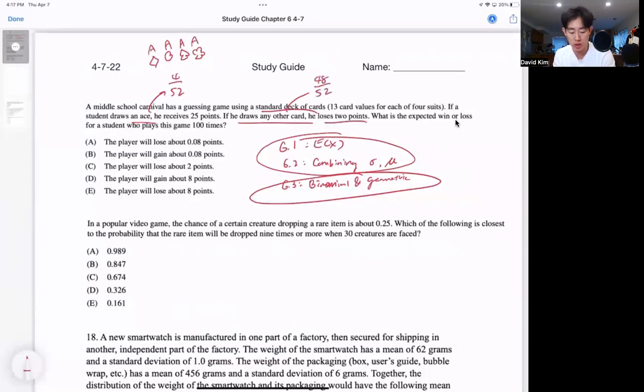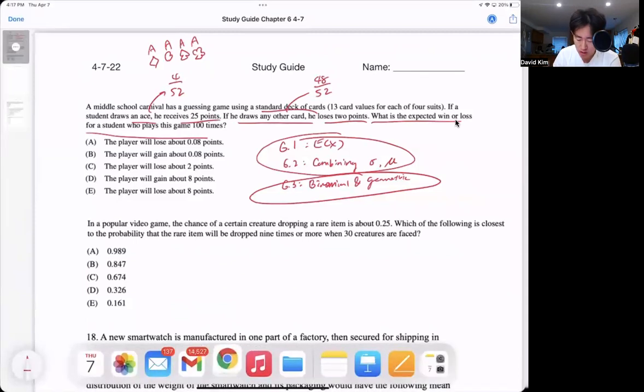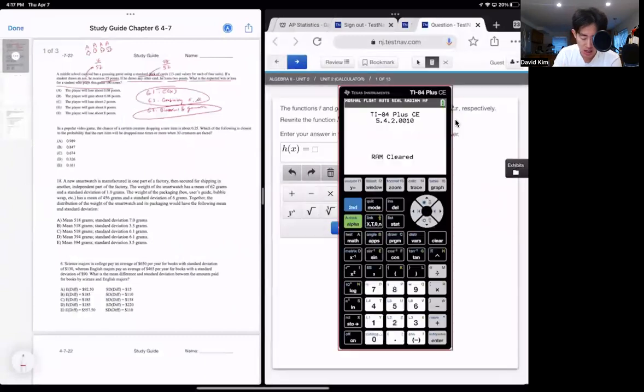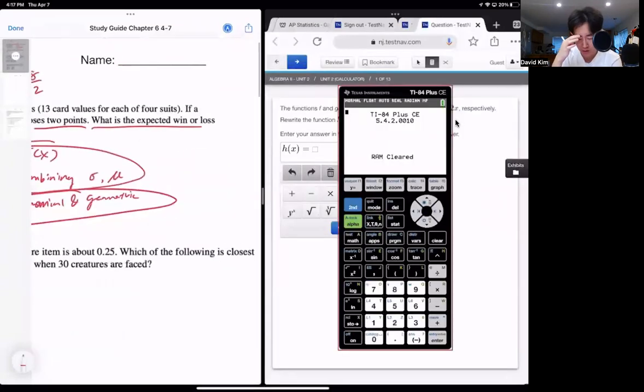He loses 2 points and he gains 25 if he draws an ace. What is the expected win or loss for the student who plays this game 100 times, it says. All right, so first, I'm going to pull up my calculator on the side, and I'm going to write this for the following. It says that I'm going to win 25, but the chance of winning 25 is only 4 out of 52. And you're going to lose 2, and there's a good chance of you losing 2, which is 48 out of 52.